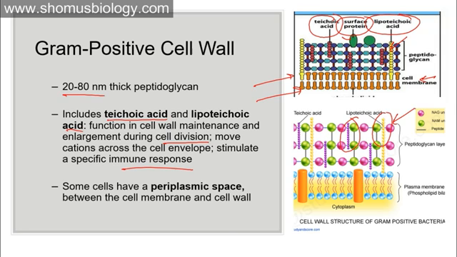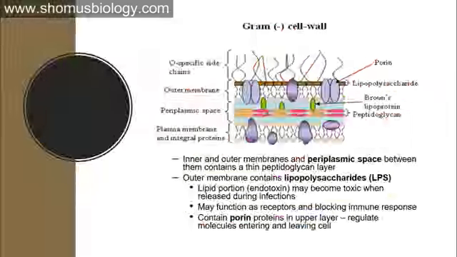Some cells have a periplasmic space. The periplasmic space is the place between the peptidoglycan layer and the membrane. So the cell membrane, this one, and the peptidoglycan layer, there is a space between them that is called the periplasmic space. The space is always present, but for some bacteria that space is a little bigger, so we call that bacteria one with a large periplasmic space. Otherwise it may be a little small as well.